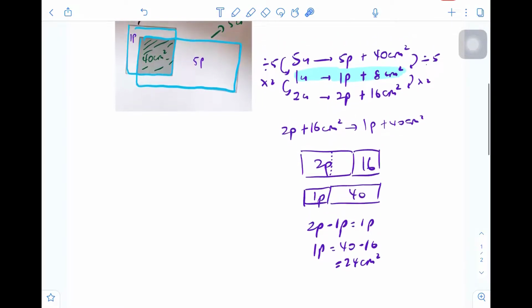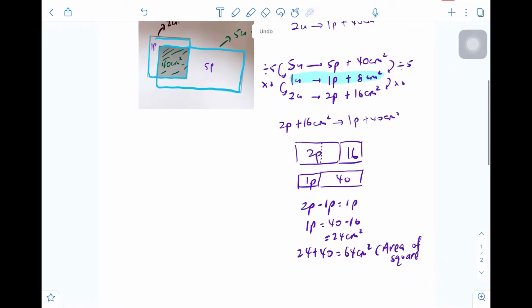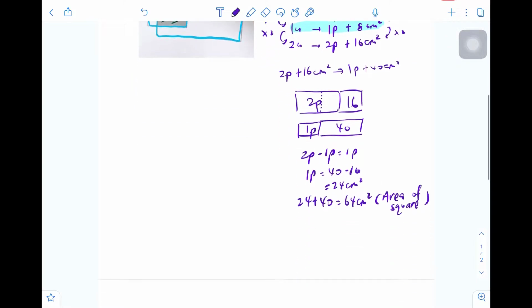Alright, now that I have 1 part, I can actually find the area of this square, which is just 24 plus 40. This is 64 cm square. This is the area of your square. Not forgetting, they're asking you to find the area of the figure, which means you need the square plus this part here, which is 5 parts. So what's 5 parts? 5 parts is 24 times 5, and that would be 120 cm square.